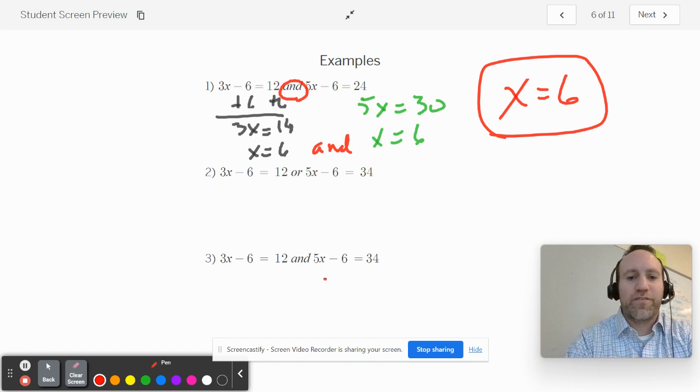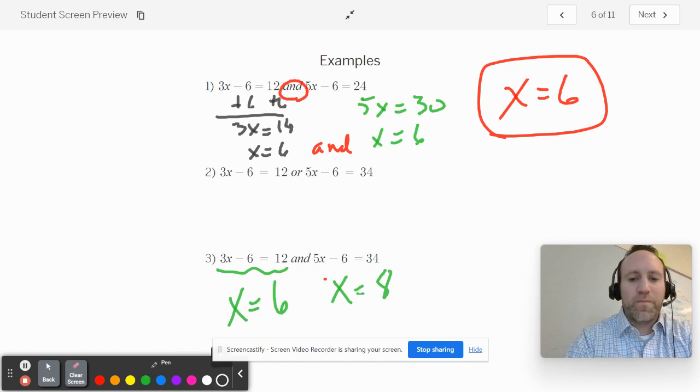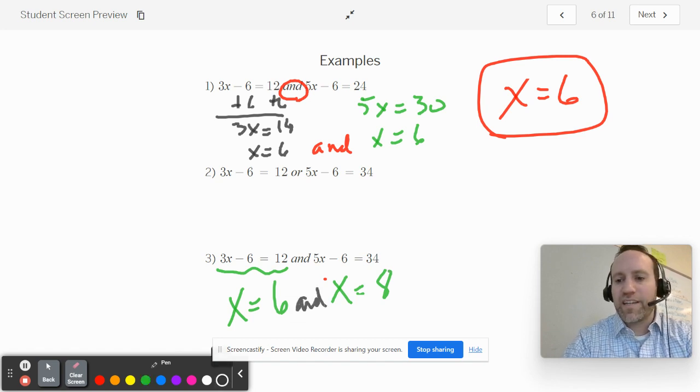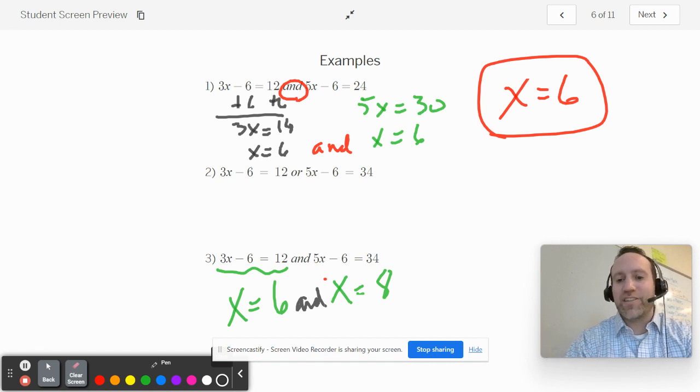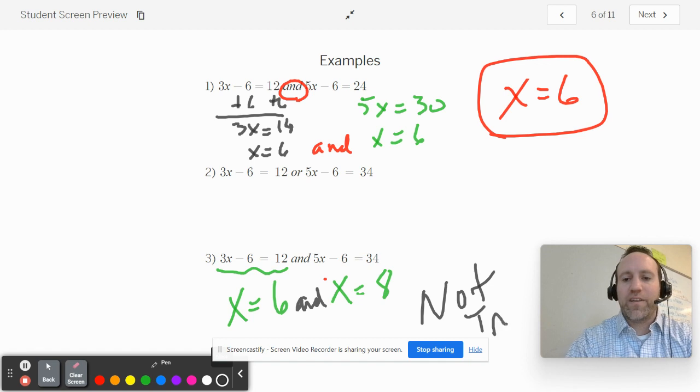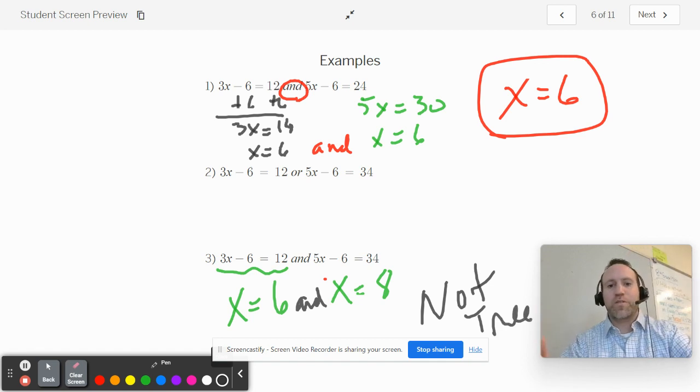Let's actually jump down here for a moment. If we solve the one on the left, we already did that up top here, we get x equals 6. If we solve this other one on the right, we get x equals 8. We have an and statement between them. X equals 6 and x equals 8. Well, that doesn't make sense. You can't have x equals 6 and x equals 8. That means that this is not a true statement. You can't have it equal two different things and say and in between them.